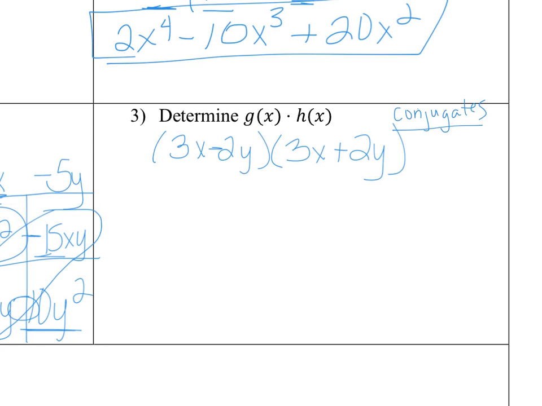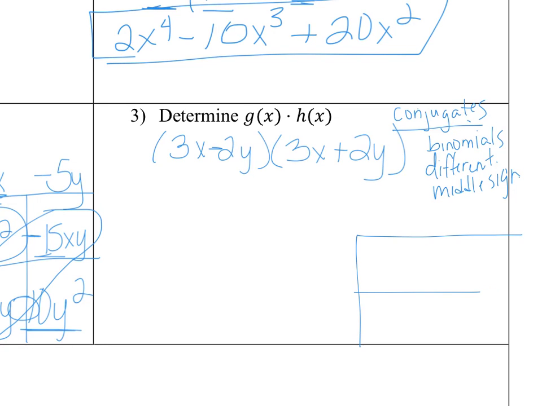Okay, conjugates are binomials with a different middle sign. That's it. That's what they are. And a very special thing happens. So when I multiply these, 3x, negative 2y. See, it doesn't matter if I put this one on the side or on the top. So just be aware of that.